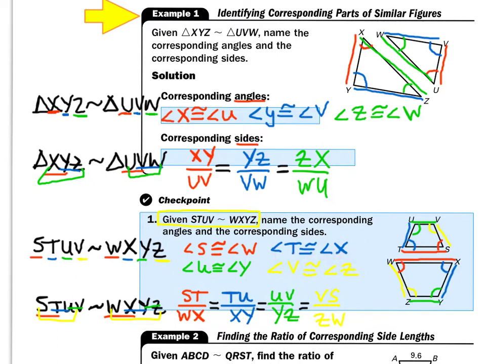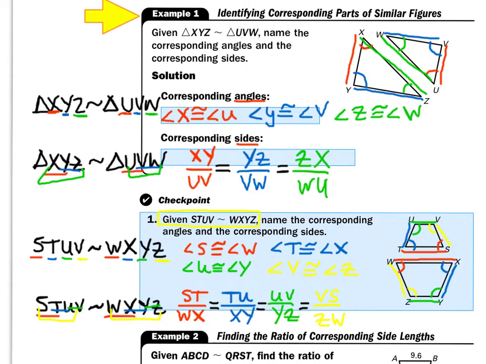And now with your green, do the third letter, U and Y. So angle U matches angle Y. So angle U is congruent to angle Y. And then I grabbed a yellow to do the last letter, V and Z. And so I marked V and Z, and I said angle V is congruent to angle Z. Okay, those were the angles. Now let's do the sides.